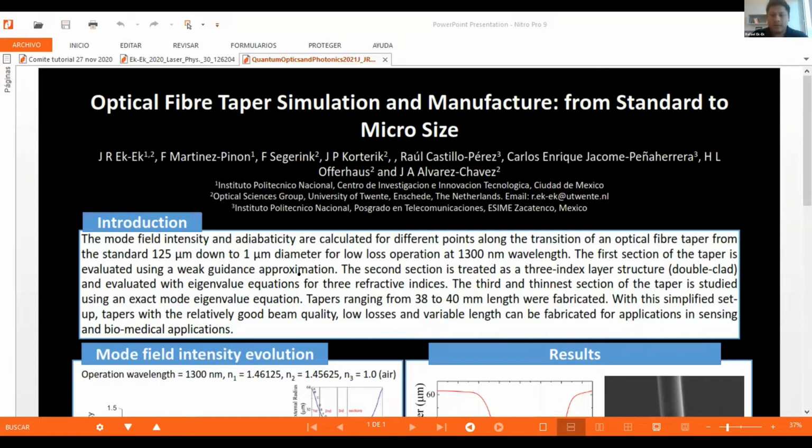Okay. Hi everyone. I am Rafael Ek. I am from Mexico, and I'm going to present this poster called Optical Fiber Taper Simulation and Manufacture from standard to micro size.